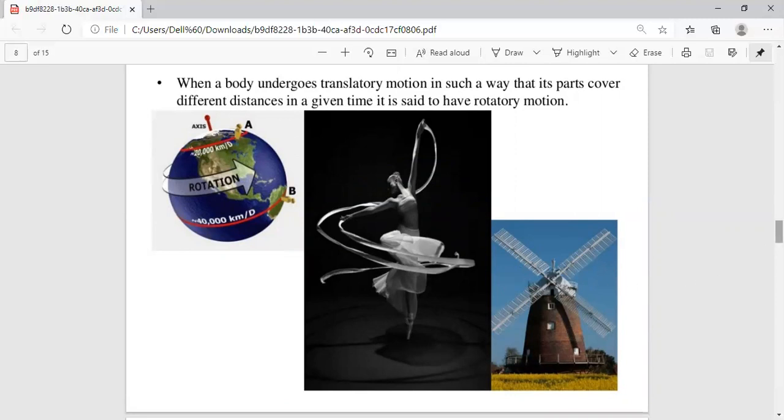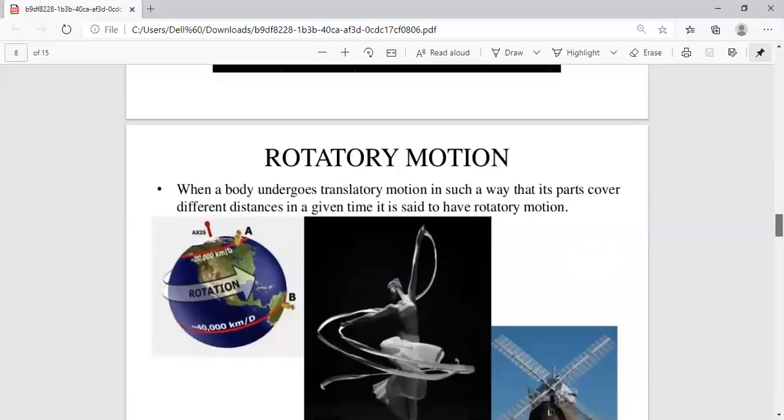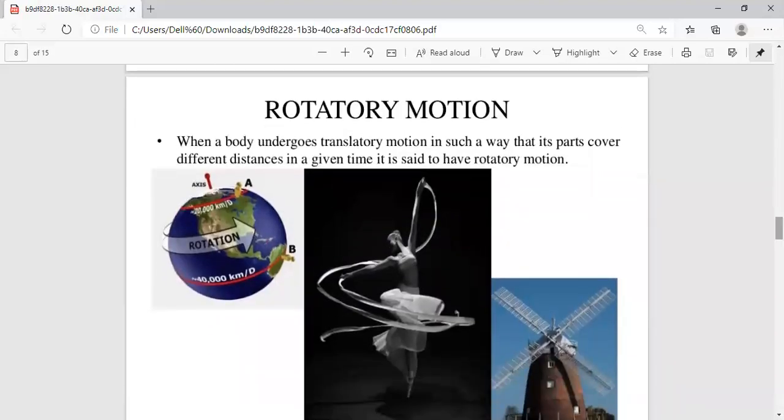So children, we have differentiated between the different types of motion. Circular motion is further divided into revolution and rotatory motion. I think now you are able to differentiate between the different types of motion. The two types of motion we have discussed today are translatory motion and circular motion. So children, revise the concept. In the next video, we'll continue with the different types of motion. Thank you.